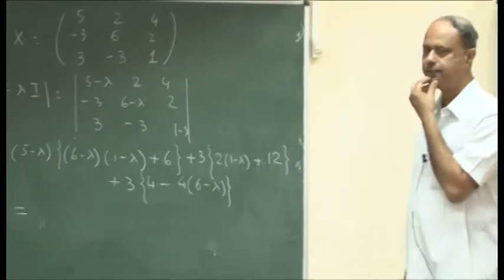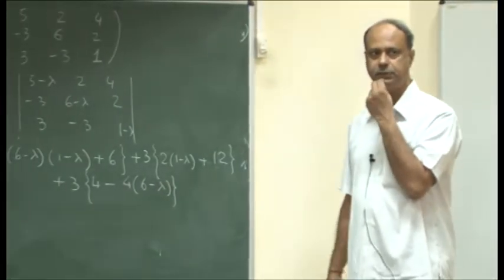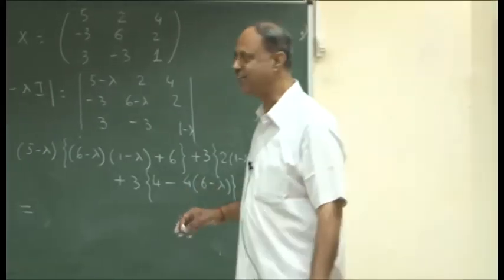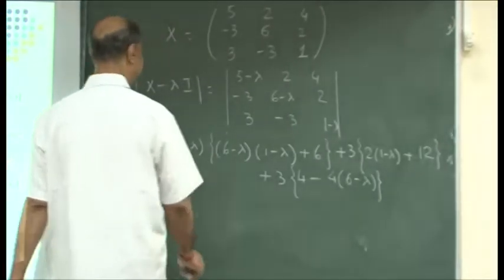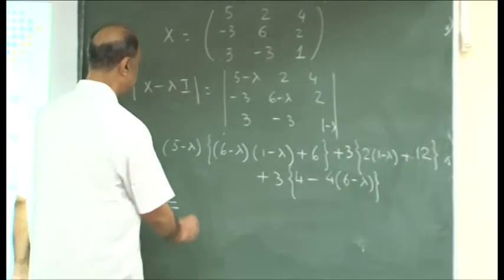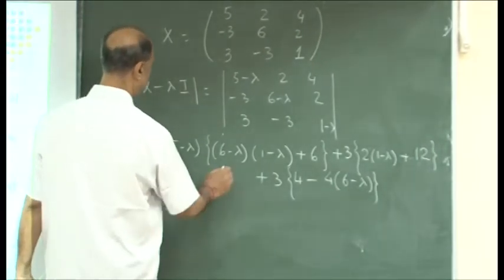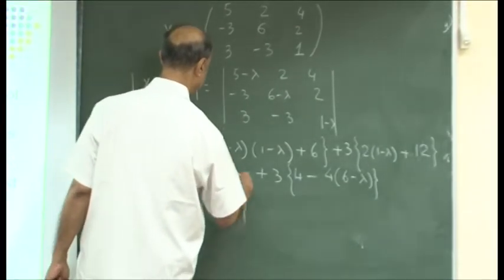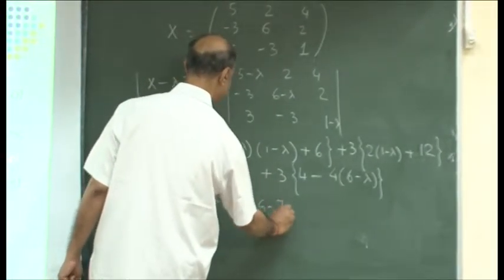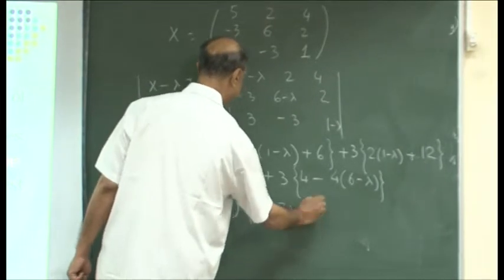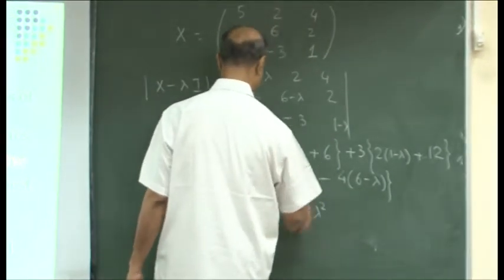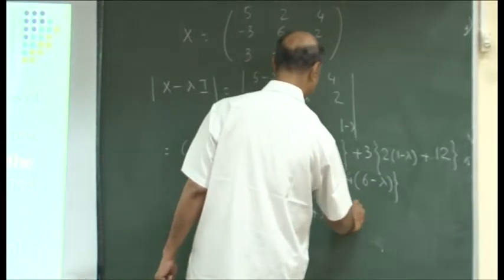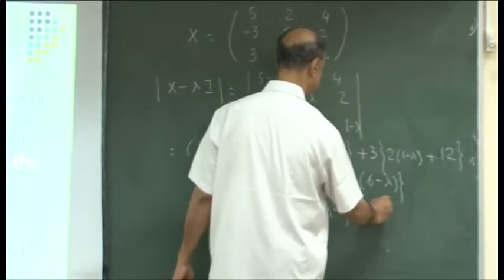Is it okay? This line? First you check this line. If it is correct, then you expand. That is 5 minus lambda, it will be 6 minus 7 lambda plus lambda square plus 6. So it becomes 12 plus 3 times.